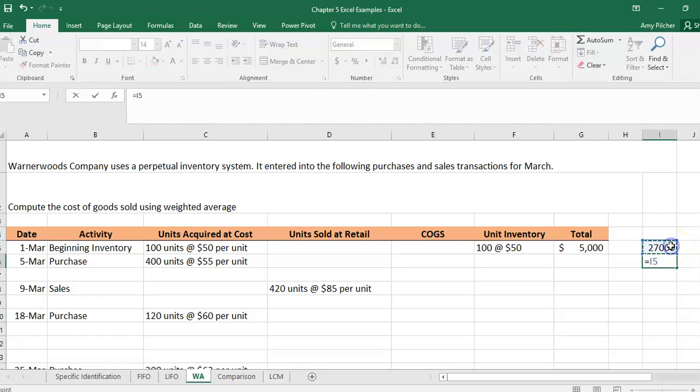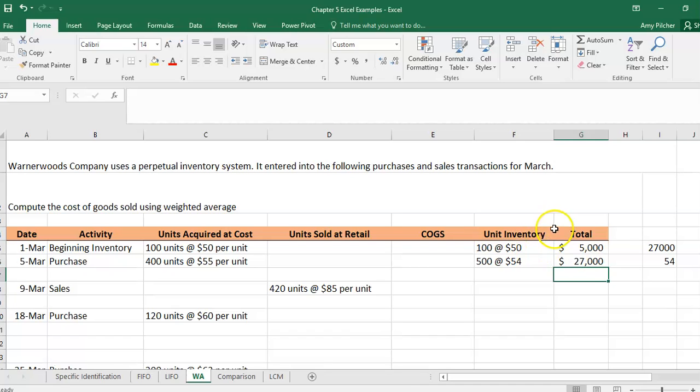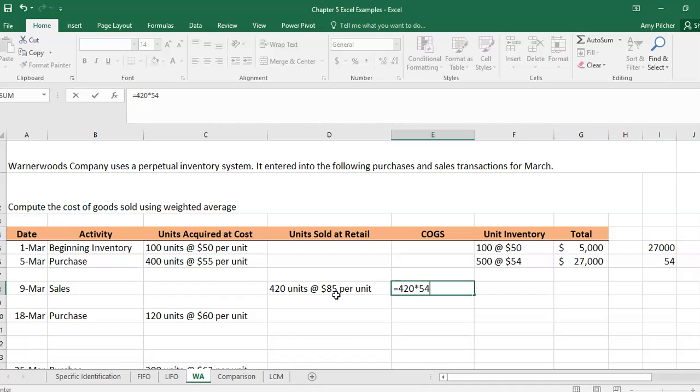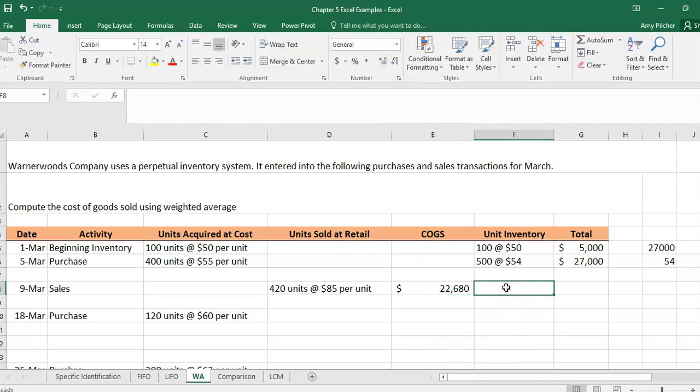We want to take that total and divide by our total 500 units to come up with a new average cost. So now we have 500 units at an average cost of $54 per unit. When we sell 420 units, then our cost of goods sold is 420 times 54. And our ending inventory is 80 units at $54 per unit. 80 times 54.